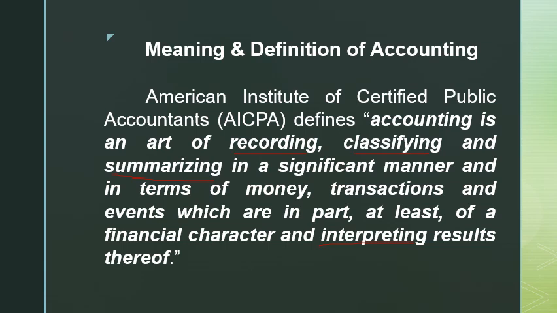So in this definition itself, we can see the main four functions of accounting: recording, classifying, summarizing, and interpreting or communicating. So if once asked what is the definition of accounting, you have to say this definition. According to AICPA, accounting is an art of recording, classifying, and summarizing in a significant manner and in terms of money, transactions, and events which are in part at least of a financial character and interpreting results thereof.